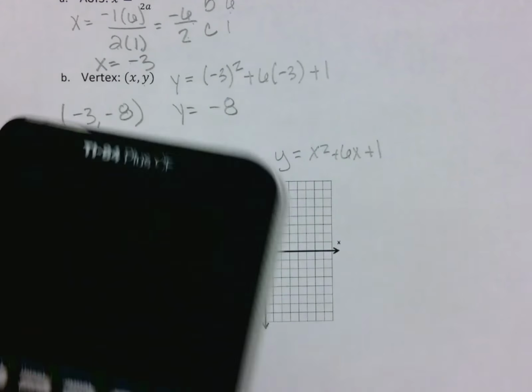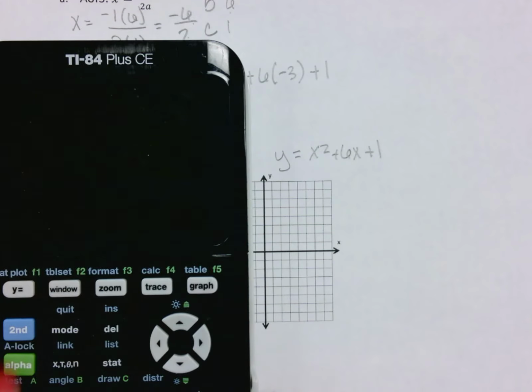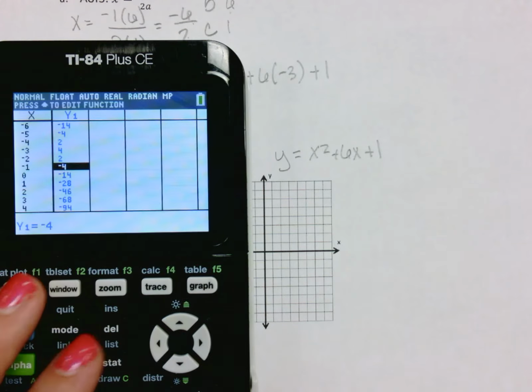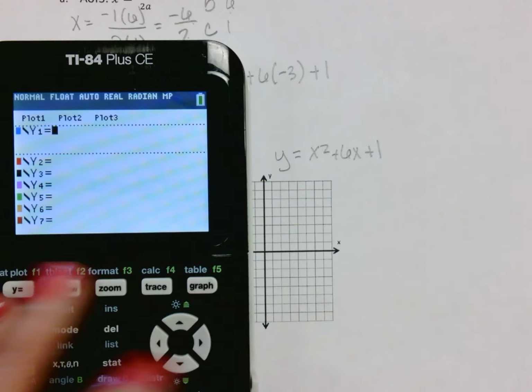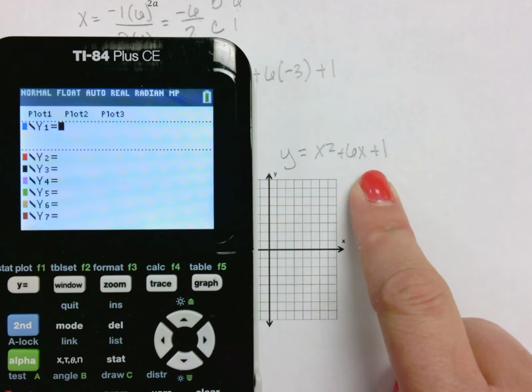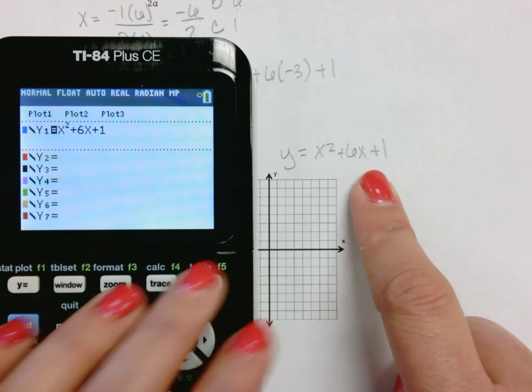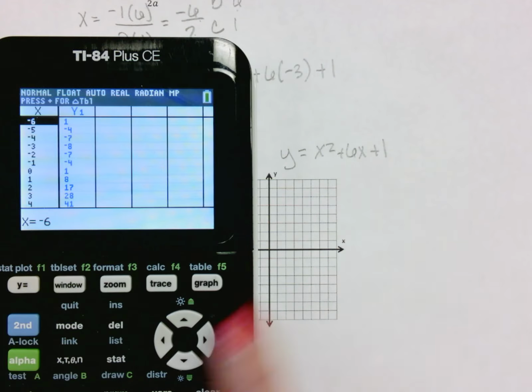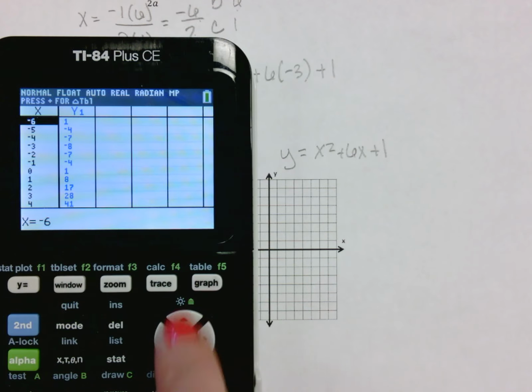And we're going to use our calculator to make this table. So we're going to go to y equals, clear out anything that's in y equals. And this was my original function. So I'm going to say x squared plus 6x plus 1. And I want to look at the table, so I do second graph. And there's my table, and I said the vertex was negative 3, negative 8.